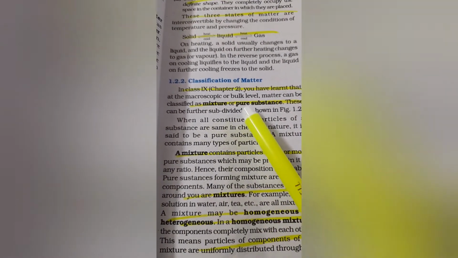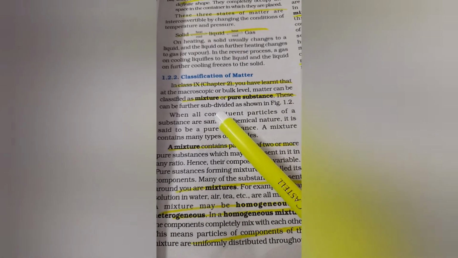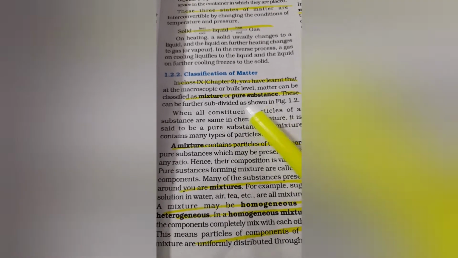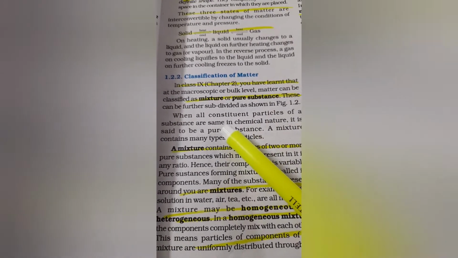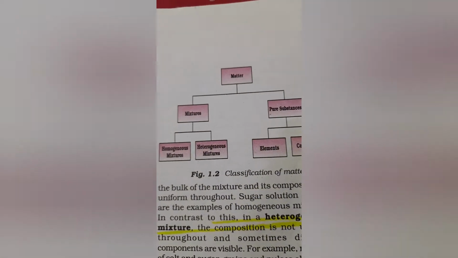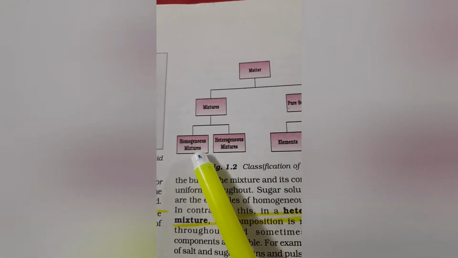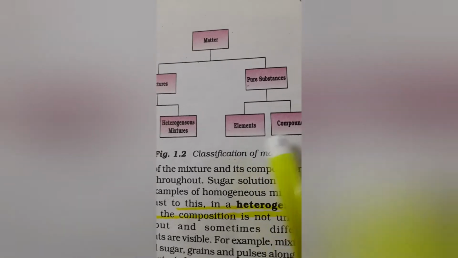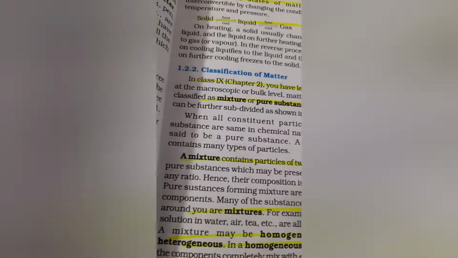So in class 9, if you remember, you've learned that at the macroscopic or bulk level you can classify matter as mixtures or pure substances. Again you can subdivide it. See, matter you can divide into mixtures and pure substances. Mixture can be again divided into homogeneous and heterogeneous mixtures. Pure substances are divided into elements and compounds.